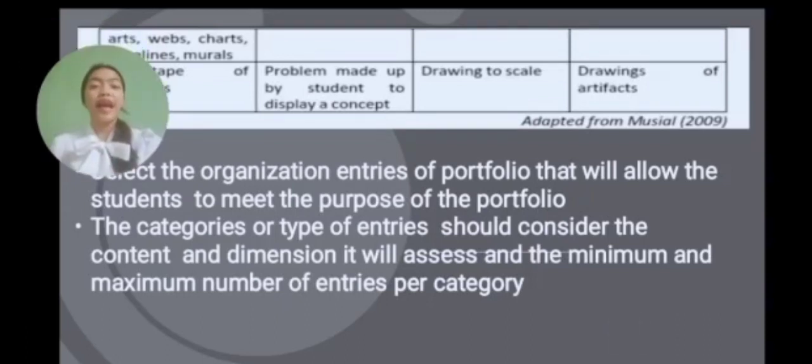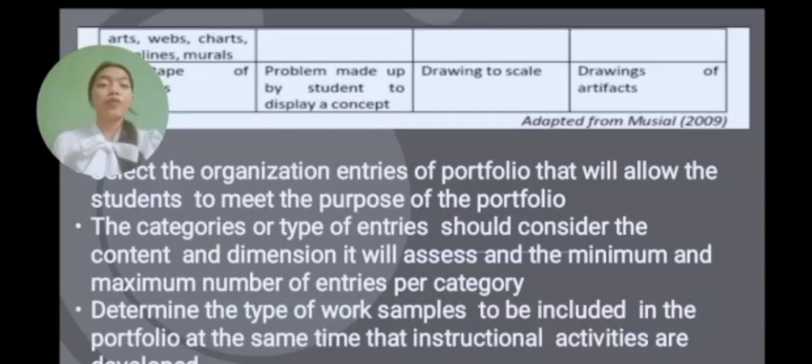Next one, determine the type of work samples to be included in the portfolio at the same time that instructional materials are developed. It is because product and performance tests that result from instructional activities often provide useful work samples in the portfolio. Here I have a question that will enlighten us on why we need to know about the structure of the portfolio.